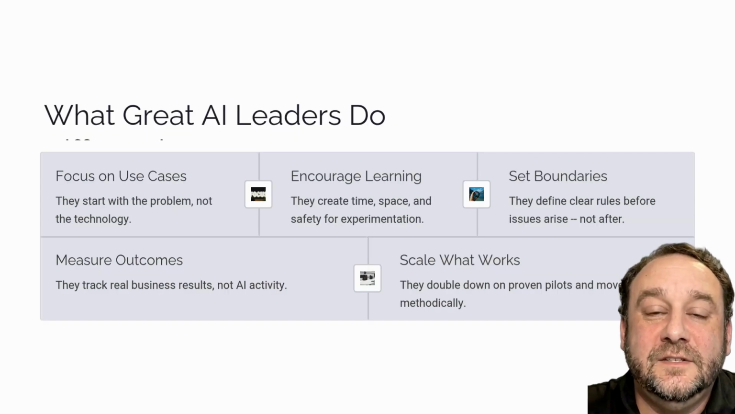Great AI leaders are usually not the loudest or most technical people in the room. What makes them effective is that they stay focused on practical outcomes. They look for real use cases instead of chasing hype. They encourage learning, but they also set boundaries. They understand that adoption requires both experimentation and structure. They help teams build confidence through useful examples, and they measure whether AI is actually improving the work. When something works, they scale it thoughtfully.